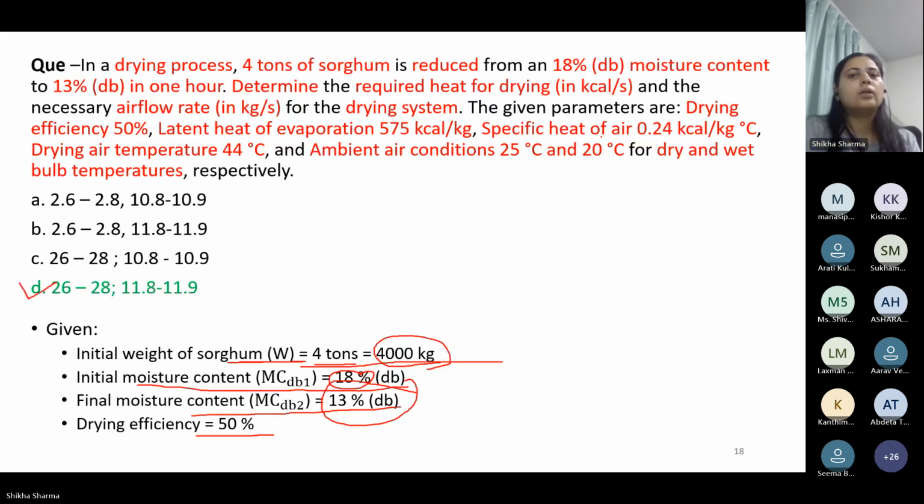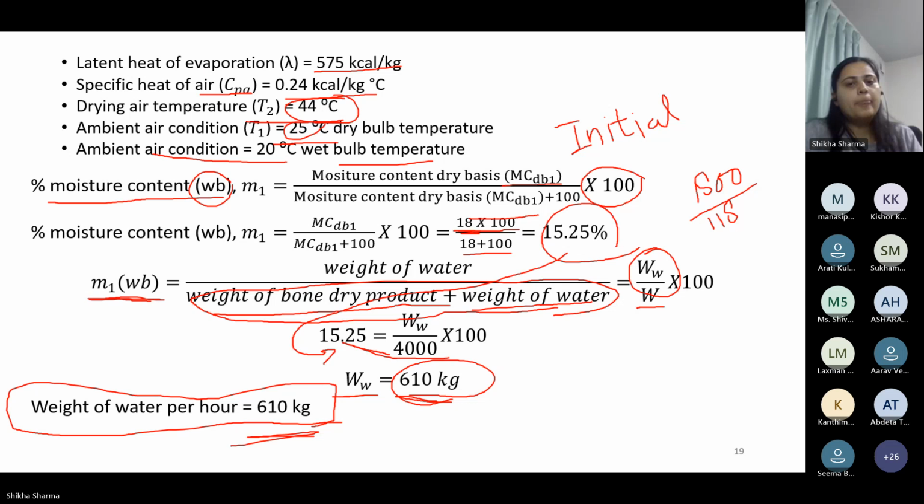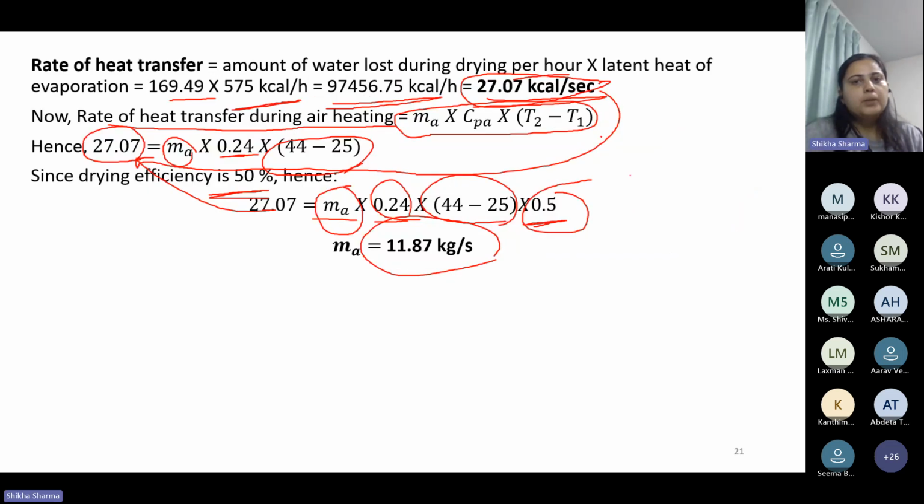which is heat we need around between 26 to 28, and then air flow rate we need to maintain around between 11.8 to 11.9. Is it okay?